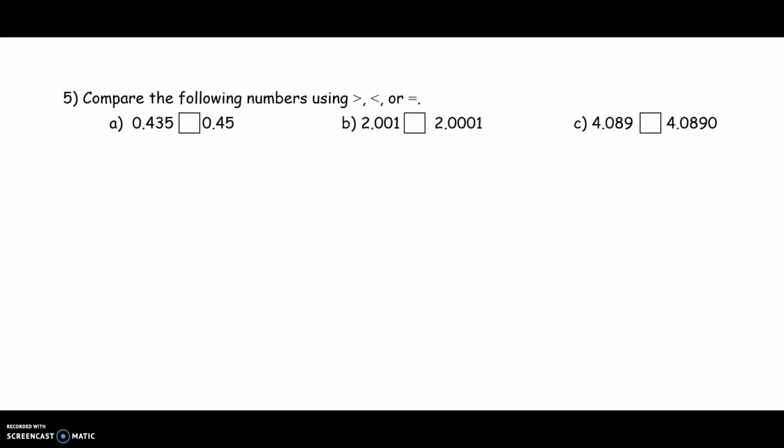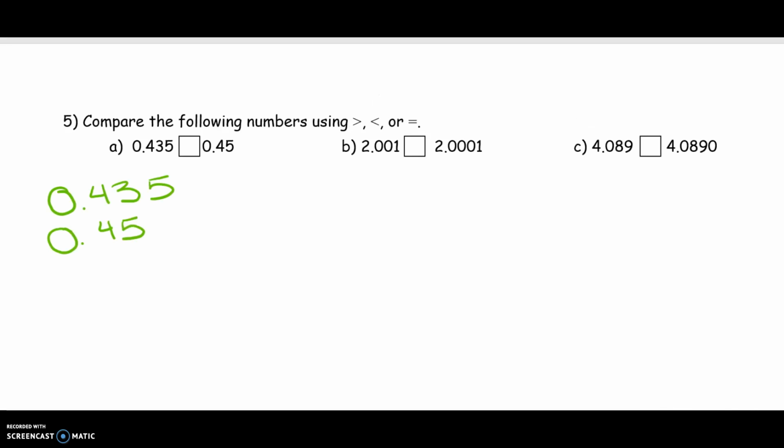Let's take a look at letter A. After you line up your decimals, you want to make sure that each is going to extend to the thousands place. At the moment, our second number extends only to the hundredths place, so I'll just add a 0 so they both can go to our thousands place. Now this is where we can start to compare our columns.